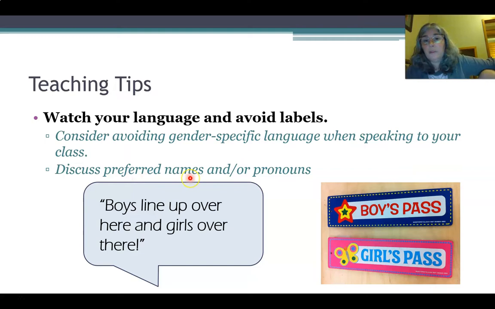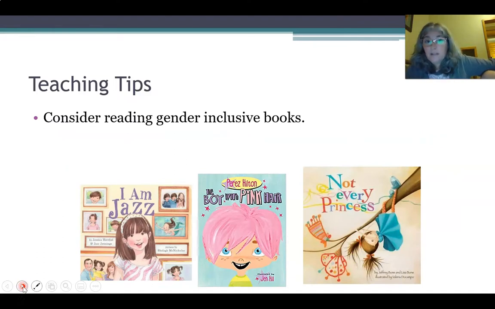Discuss with students their preferred names and or preferred pronouns. Consider reading gender-inclusive books. There are a lot of great ones out there. There are some wonderful websites and Pinterest sites that give all sorts of examples at different grade levels of different gender-inclusive books that are out there.